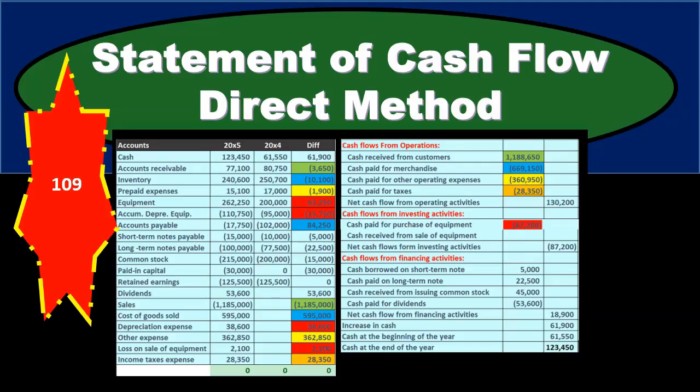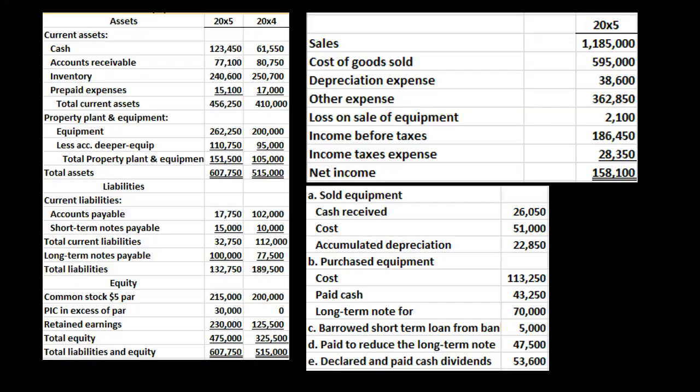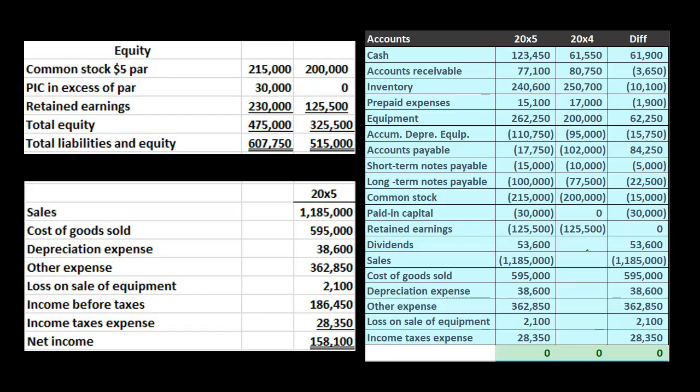In this presentation, we will take a look at the statement of cash flows using the direct method. Here's going to be our information. We got the comparative balance sheet, the income statement, and some additional information. We will use this information to put together our worksheet, which will be the primary source used to create the statement of cash flows using the direct method.